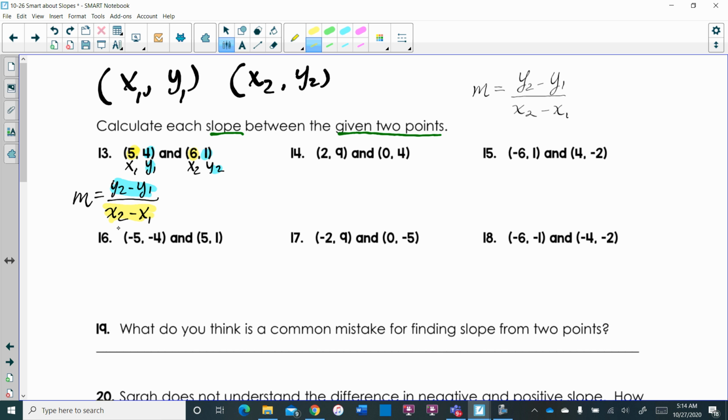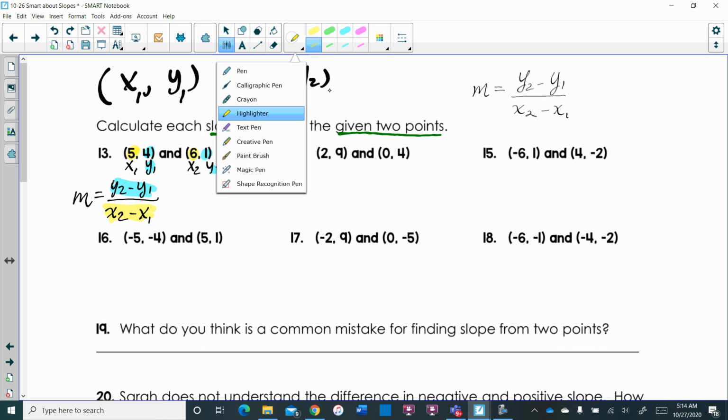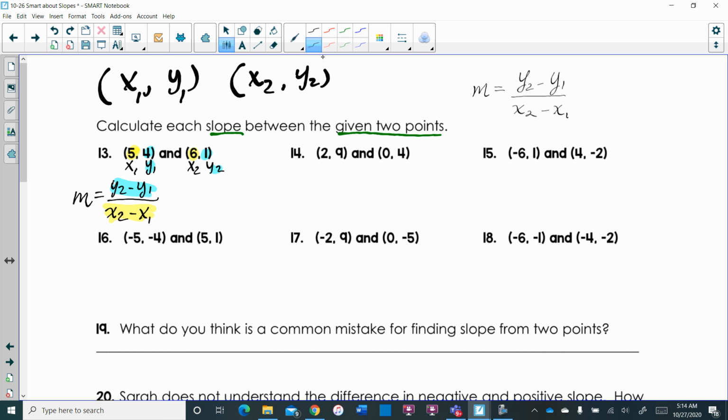Order does matter, okay? So make sure you put it in the correct order. You can't switch. You can't go y2 to y1 and then go x1 to x2. If I go first to second, then I have to do first and second for the same point. And I'll show you how it will get the same answer. But let's just get into this calculation.